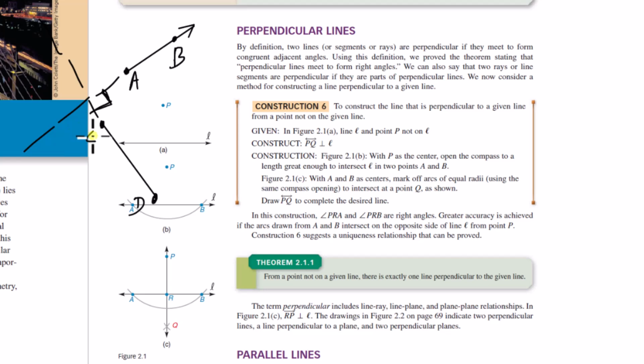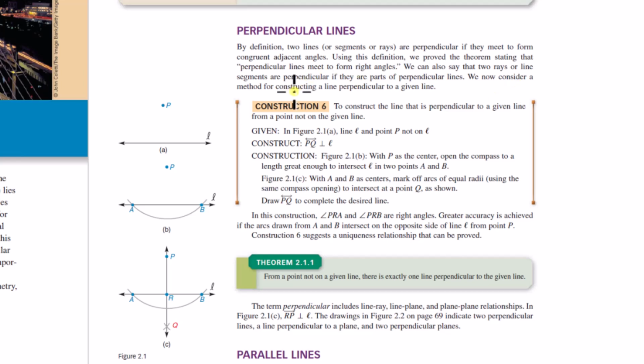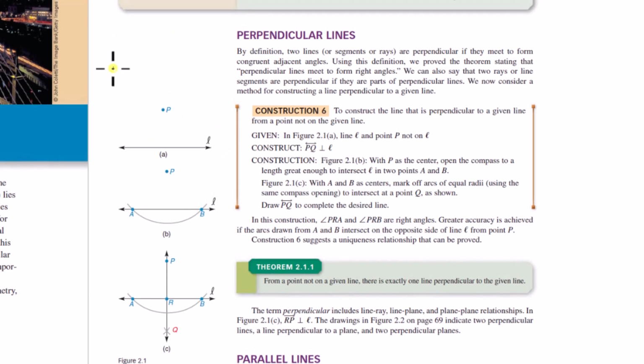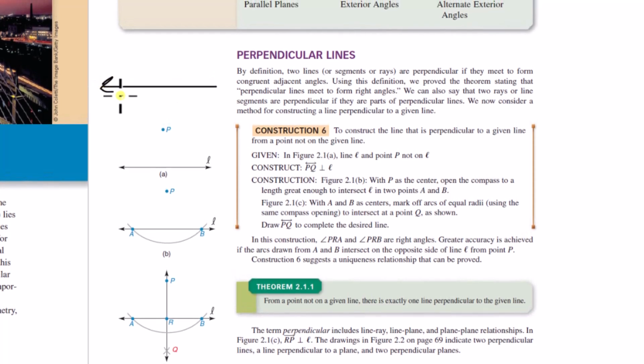We now consider a method for constructing a line perpendicular to a given line. So we already did this kind of construction in chapter 1, where we took a line segment and we wanted to construct a perpendicular to this line segment, not necessarily a perpendicular bisector. This is just a line, but we could think about a line segment too, but we wanted to construct a perpendicular at any point here.